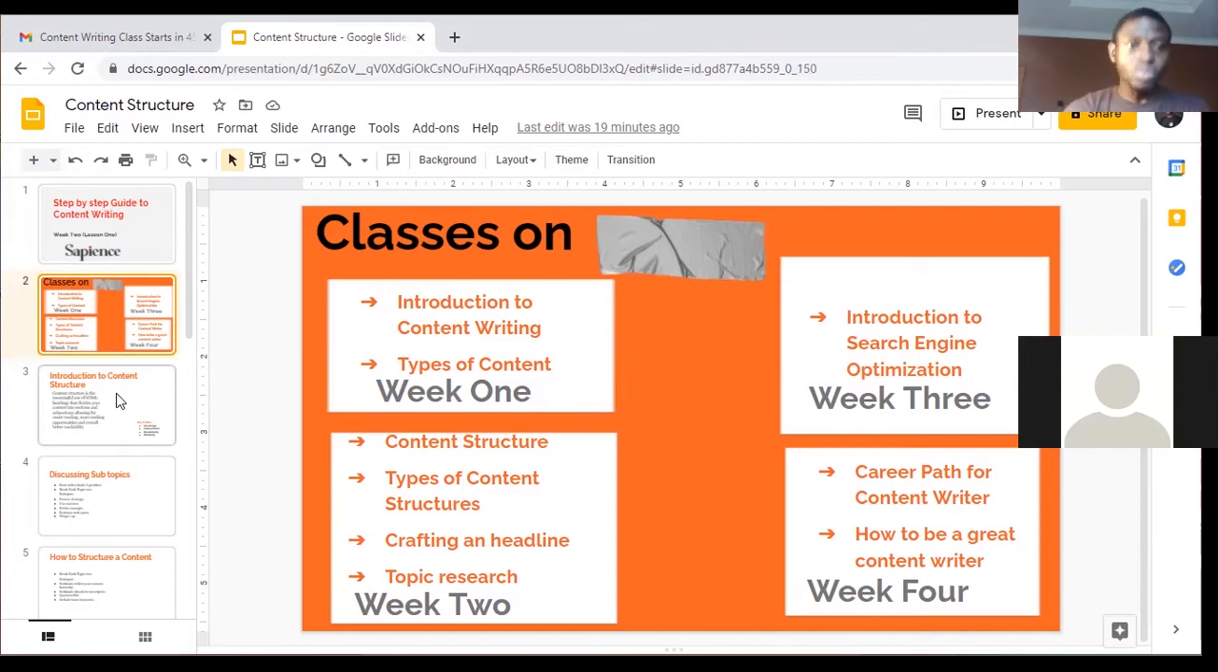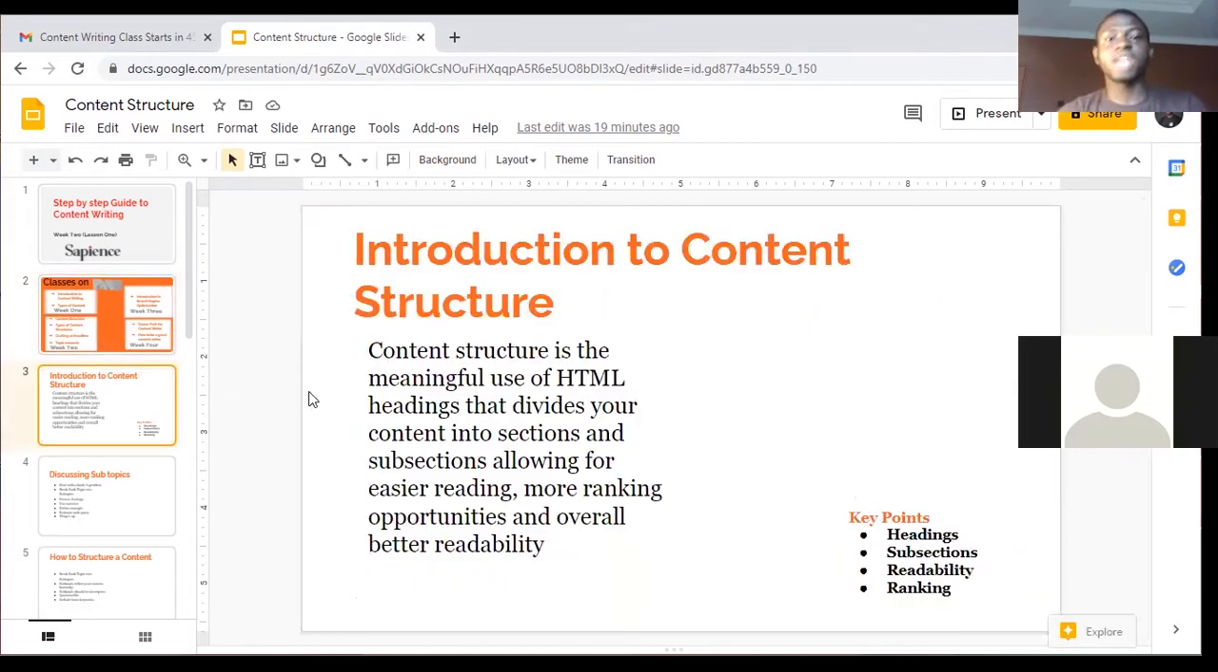So first things first, introduction to content structure. What is a content structure? A content structure, as you all know, anything that has a structure has a form, and as such, it's meaningful, right? So the meaning in content structure is what makes it structured. I don't know if you get that.